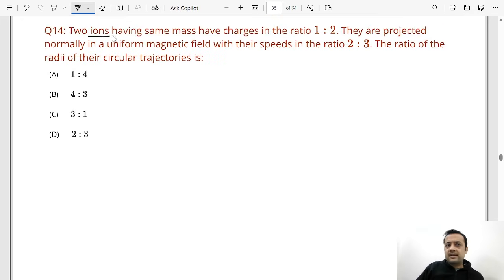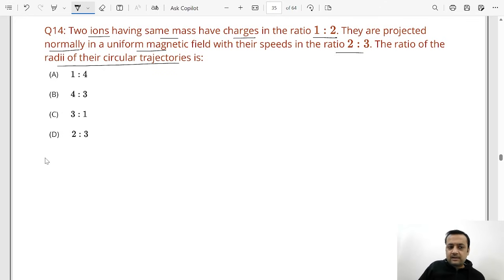Here there are two ions having the same mass. They have charges in the ratio 1 is to 2. They are projected normally into a uniform magnetic field with speeds in the ratio 2 is to 3. We need the ratio of the circular trajectories. Of course, you must understand that it's a question on the motion of a charge in a uniform magnetic field. Very easy question. These kinds of questions are very prominent also in JEE. So I hope that you would have done this question.